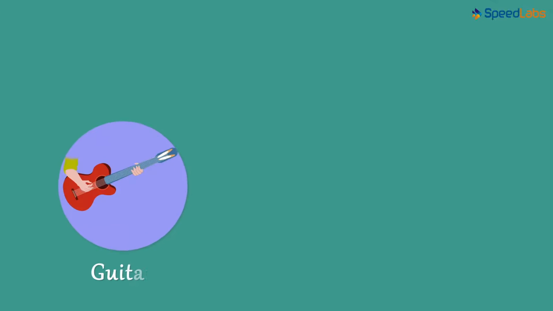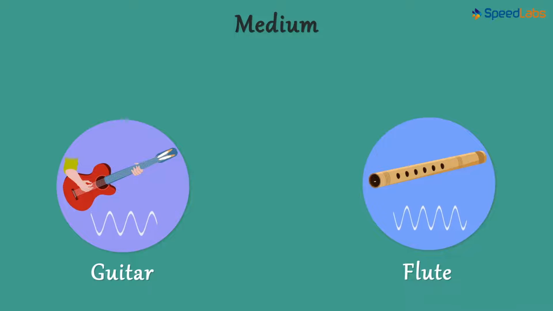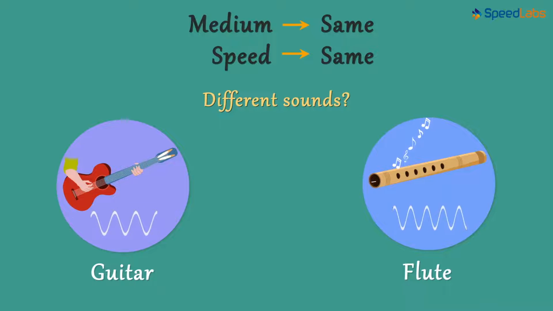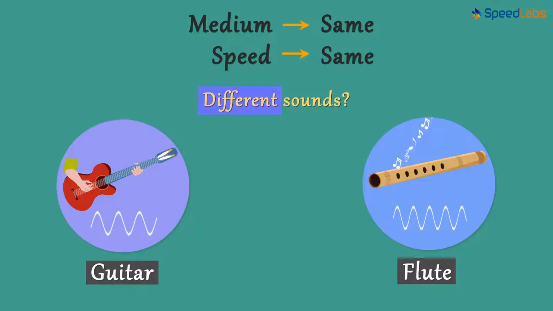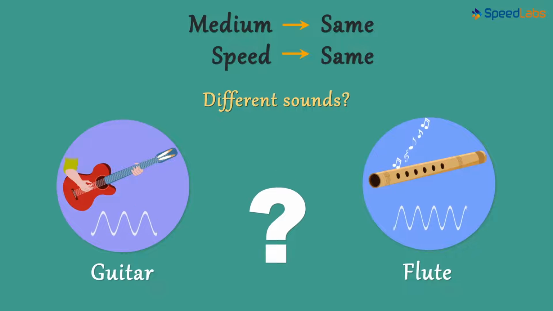Say both a guitar and a flute are played at the same time in an orchestra. The sounds coming from both of them travel through air with the same speed. The medium through which the sound travels as well as the speed is the same. Then why is it that we hear different sounds? Why does the sound from the flute differ from that of the guitar? It's because of one of the characteristics of sound. Do you know which characteristic I'm talking about?